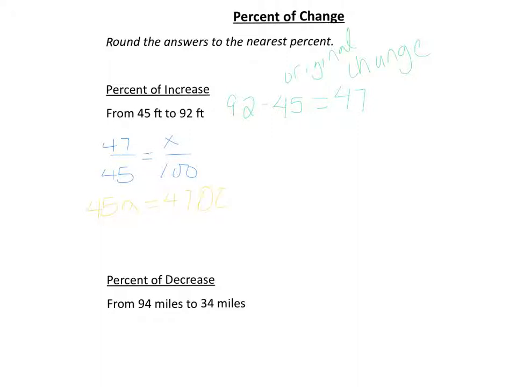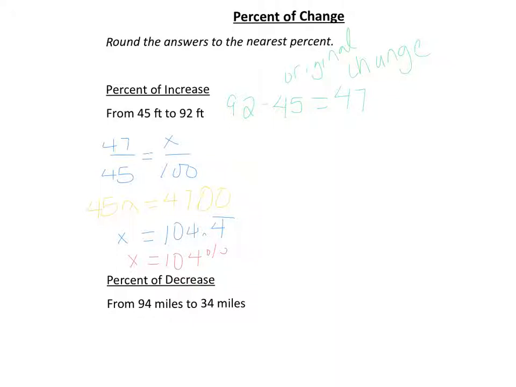And then we divide to get that x is going to equal 104 point repeating 4. But it tells us to round to the nearest percent, meaning the nearest whole number, so we get 104% increase. So to move from 45 feet to 92 feet was a 104% increase. We are going to note that we should get a number more than 100. You have 47 over 45. That's an improper fraction. That means when we look at the other ratio, it needs to be an improper fraction, meaning that we need a number more than 100%.